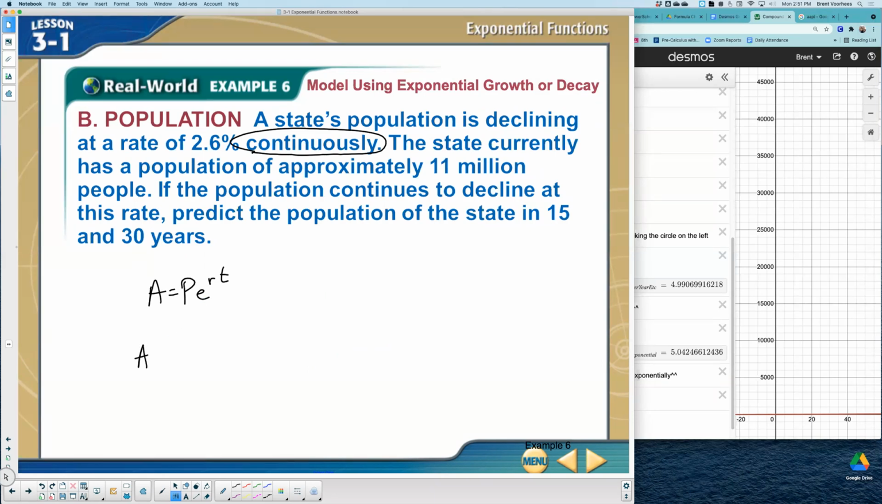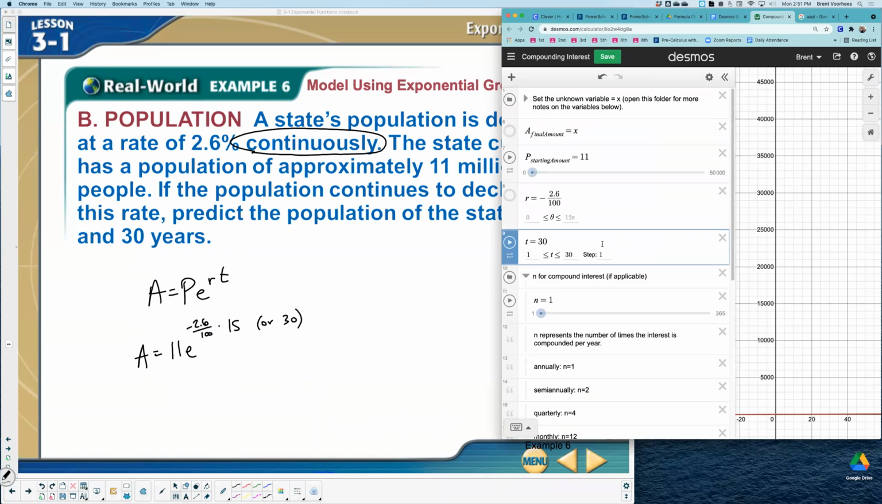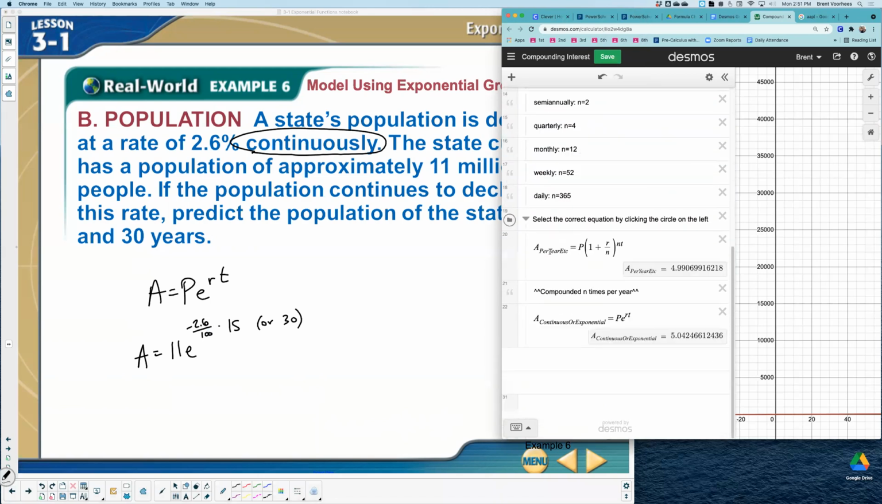And so this one, if you want to type it in by hand, you would type in 11 million. The rate is negative 2.6 divided by 100 times 15 or 30 if you were doing it the second time. So type these in, see what we get. So 11 million, negative 2.6, time is 30. Here's the second answer.